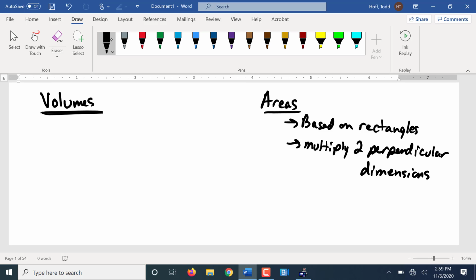When we look at volumes, it's very important that we put behind a lot of the formulas that we've memorized and look at the concept for it to make a lot of sense. A volume is an area taken one more step.